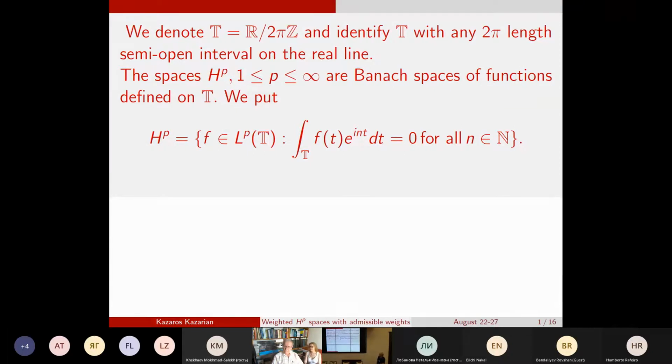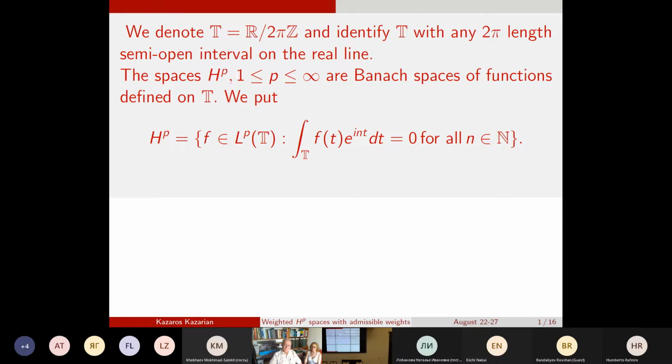So I would like to say some words on the whiteboard, in order to explain how the question arises. I am speaking about HP spaces with weights, but the problem comes from the famous theorem of Szegő. I would like to write it for 2 minutes, using the method of Alexei Karapetyan.